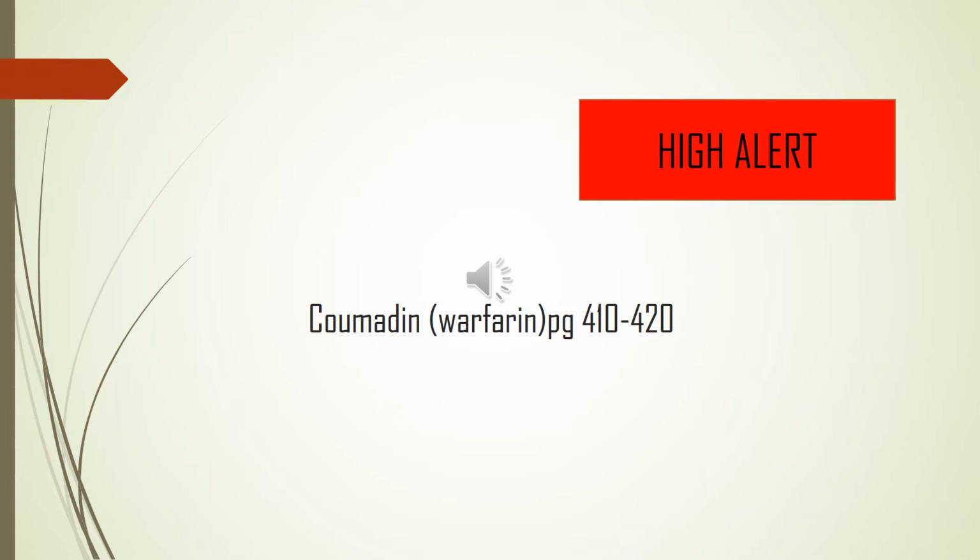So we're going to start off with probably the most commonly used one, the one that everybody I know should have. If they do not, they need to have a drug card for Coumadin or warfarin. This can be found on pages 410 to 420 in your textbook. It's also found in your Davis Drug Guide. So let's begin talking about Coumadin.